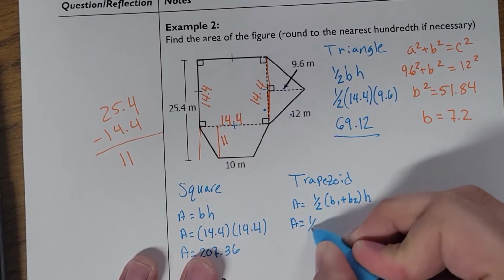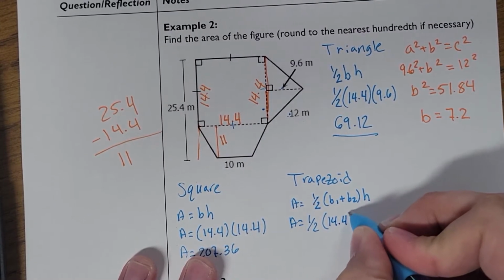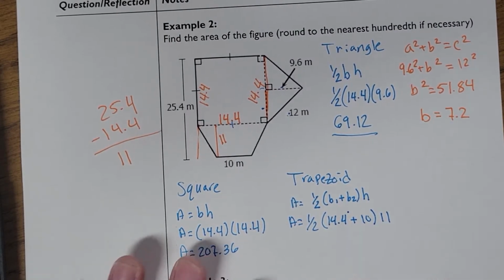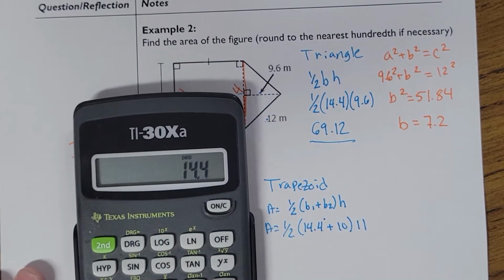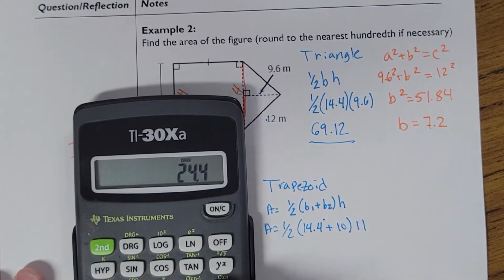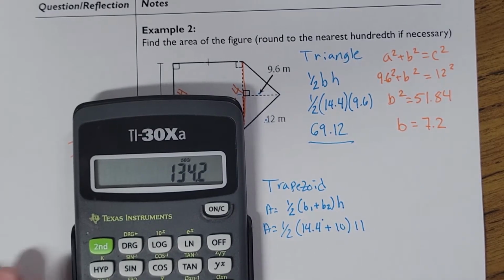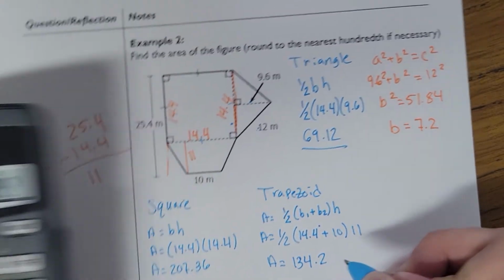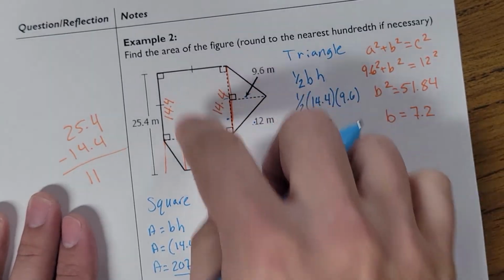Area equals 1/2. Base 1 is 14.4, plus base 2, which is 10, times the height of 11. So I'm going to work from the parentheses first. 14.4 plus 10, divided by 2 for the 1/2, and then times 11. And I get 134.2. And last step, just add our three areas together for the three figures we have.